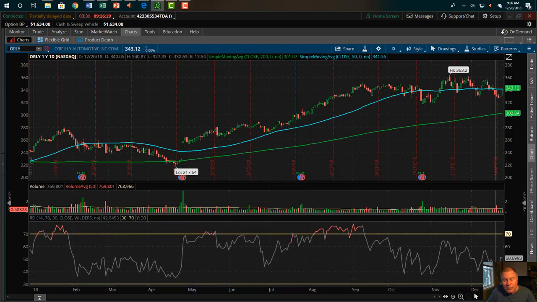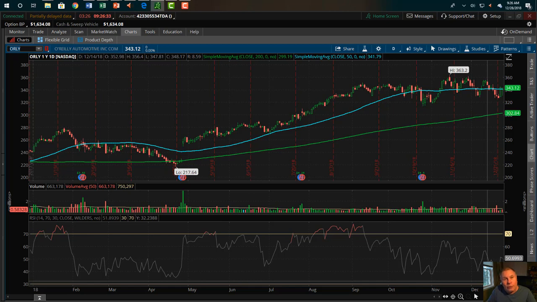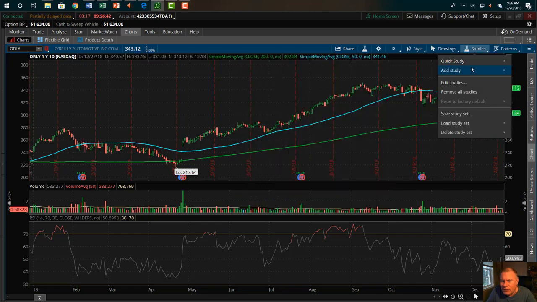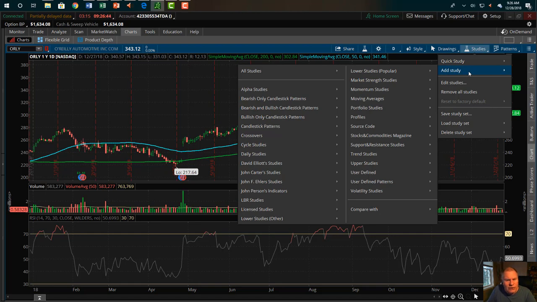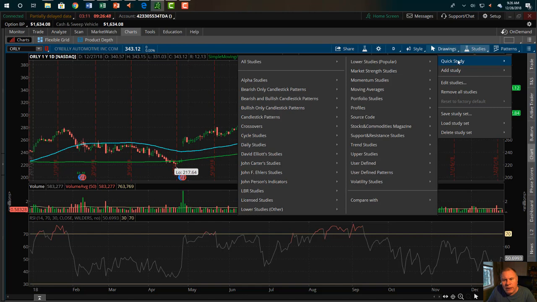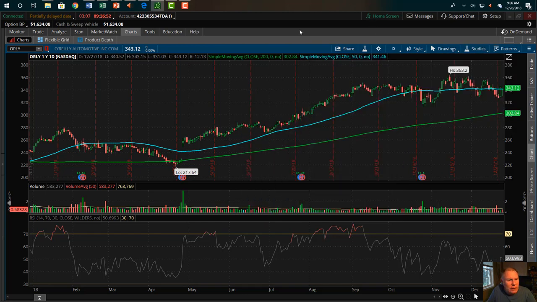Under 30 means it is oversold. Okay, so that's just an idea of what some of the charts are. And if we look, there are so many different studies we could add in. If we wanted to add a study, there are all of these different studies and patterns we could put in, and we could draw lines. We could do all sorts of other things.